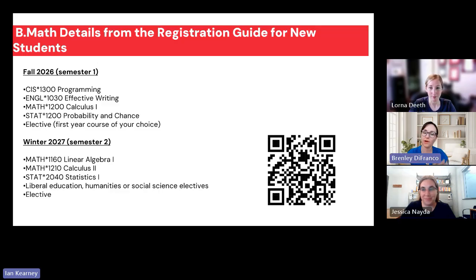Lorna, can I ask one common question that students ask? Can you dive deeper into the difference between CIS 1300 and 1500 and how a student would make a choice between taking one or the other, knowing that the titles, one's called programming, one's called introduction to programming, are so similar? Could you give an overview of that for students?